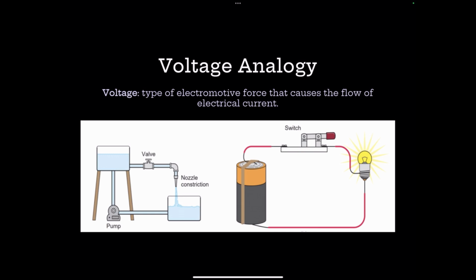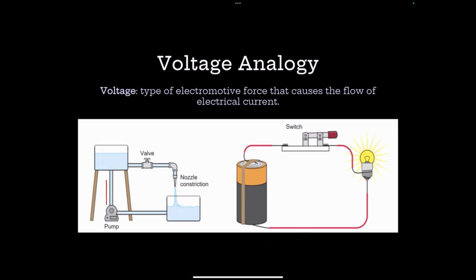In this picture, we see two diagrams. The one on the left consists of a pump, a valve, and a nozzle. The picture on the right consists of a battery, a switch, and a light bulb. On the left, we see the pump is forcing the water to flow through the pipes. The water will continue to flow to the valve, and if the valve is turned off, the water will stop flowing. If the valve is turned on, the water will continue to flow through the nozzle constriction.